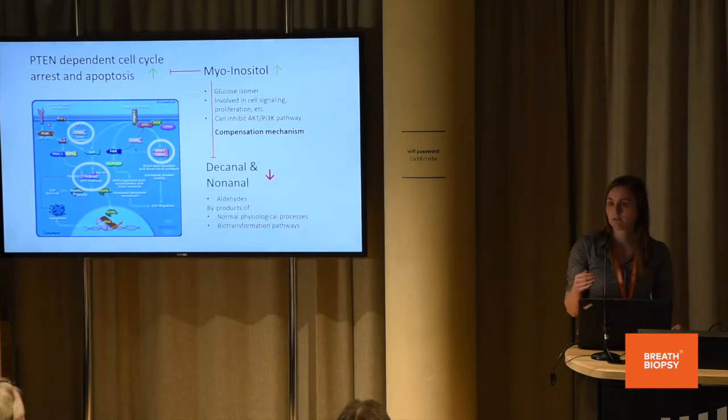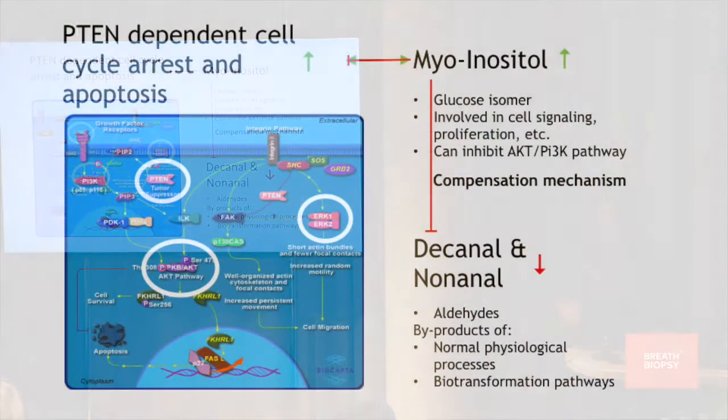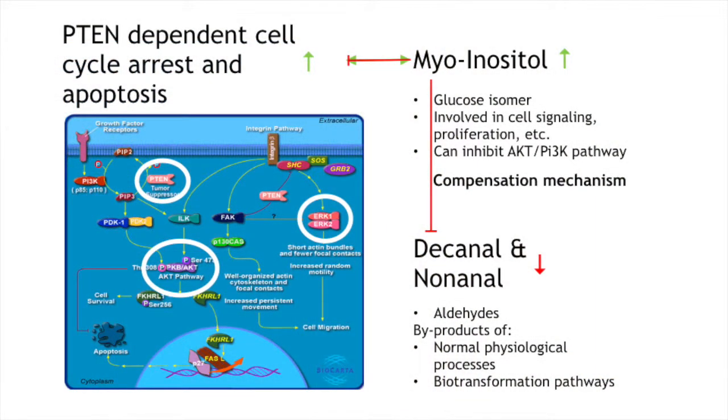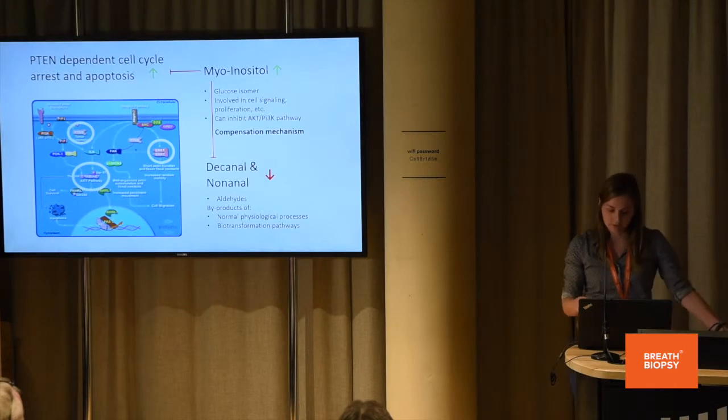Myo-inositol itself is negatively correlated to decanol and nonanol. So it might be that we can say, it's an association still, but still, we can say that decanol and nonanol may be targets or may be markers of these apoptosis or proliferation pathways.